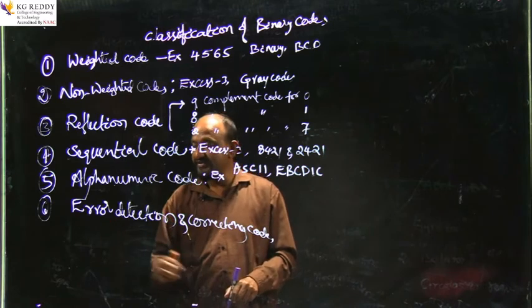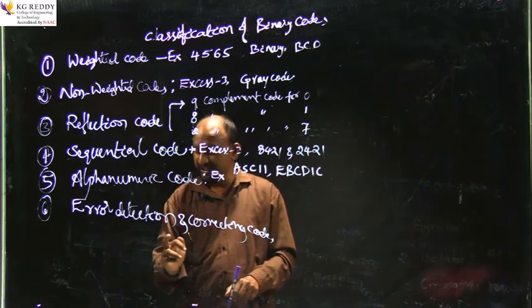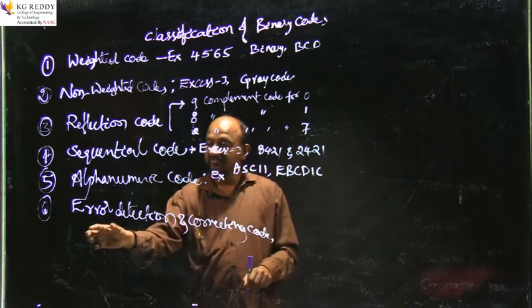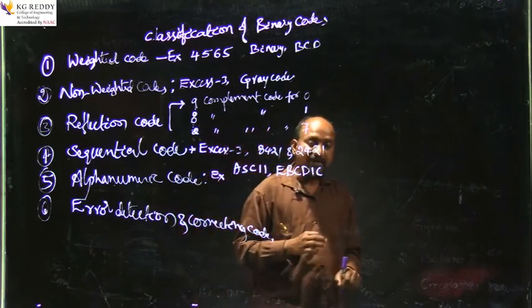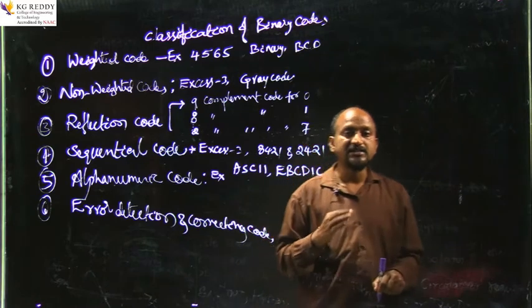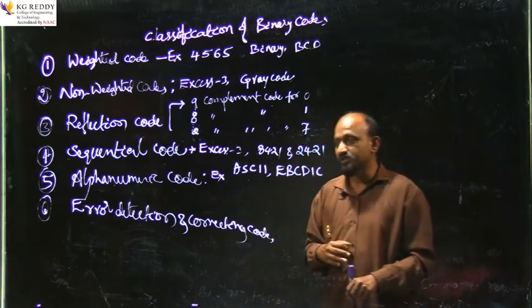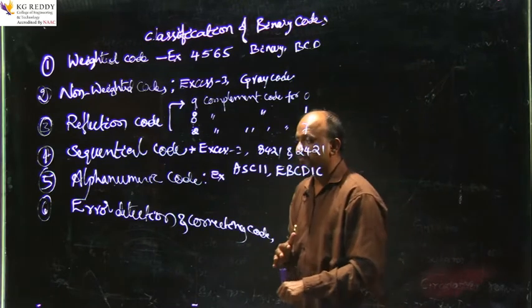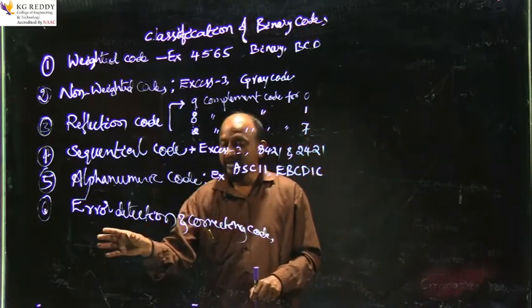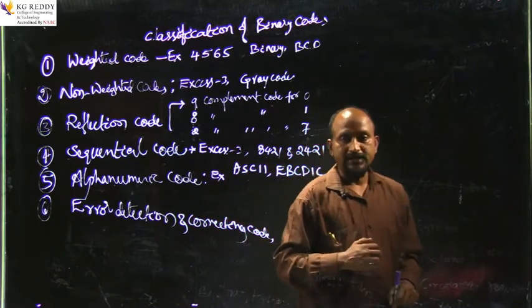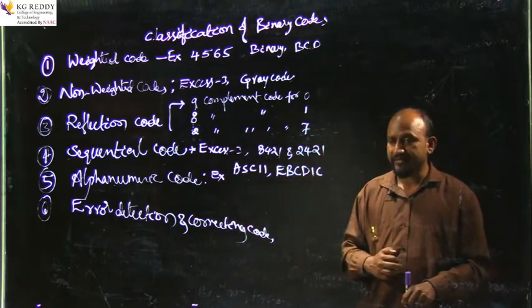The last one is error detection and correcting codes. This is a very important one which plays a major role in digital communication, especially from the point of view of digital computers and digital information. This error detection and error correction plays a major role in wireless communication. Where does it happen?